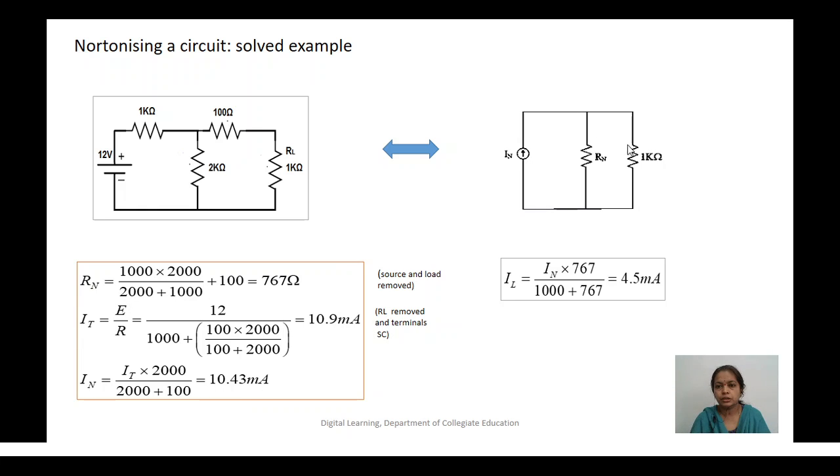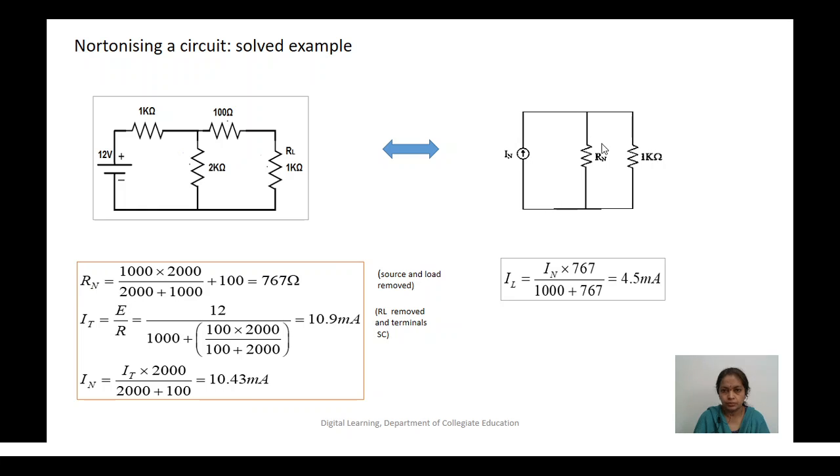Now in the simplified circuit, we have Norton's current source and Norton's resistance. So load current is given by main current, Norton's current, into resistance of the other branch. This main current, when it comes here, gets divided into two branches. So we'll use branch current formula. Main current into resistance of the other branch, Norton's resistance, divided by sum of the resistance, 1K plus 767. This is equal to 4.5 milliamps. So that is how we find the load current.